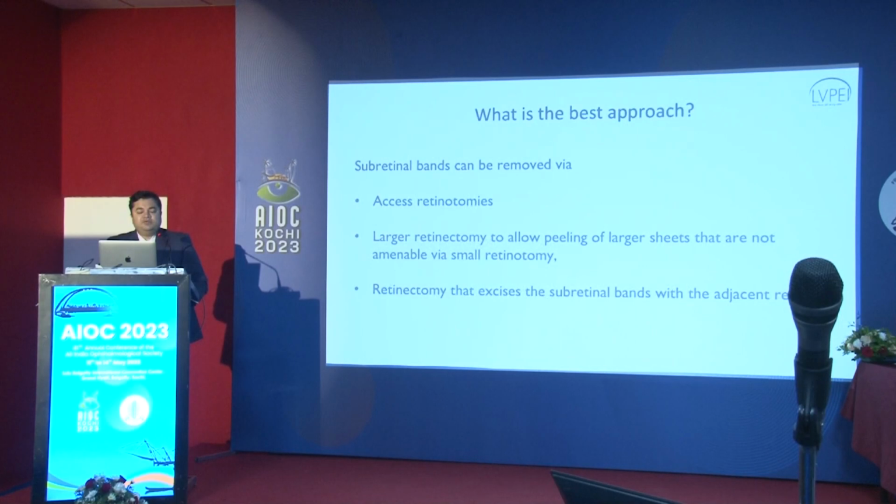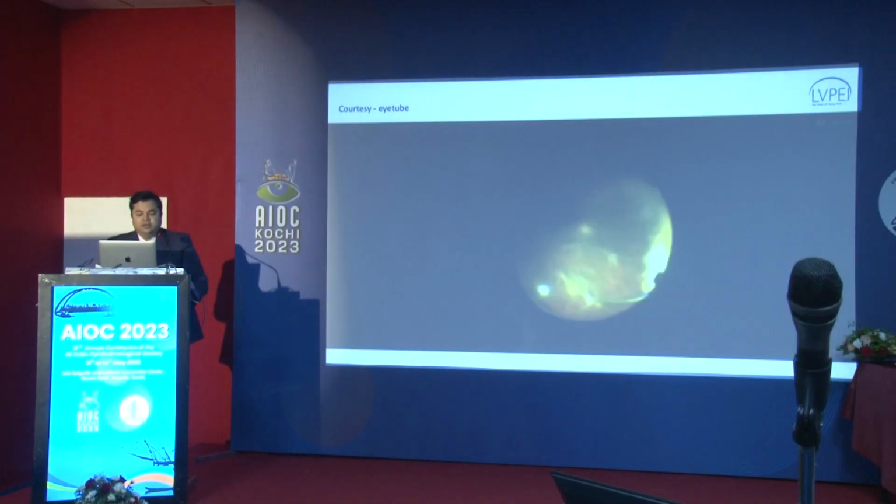Subretinal bands can be removed via axis retinotomies, or you can also make a larger retinotomy to allow peeling of the surrounding membranes, so that an entire sheet of the band can be removed. Or a retinectomy can be performed that excises the subretinal bands altogether, and the area of retina itself can be taken up to relieve the traction. This is a video where we see that an axis retinotomy is made, just similar to our case.